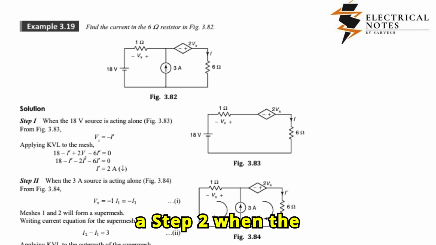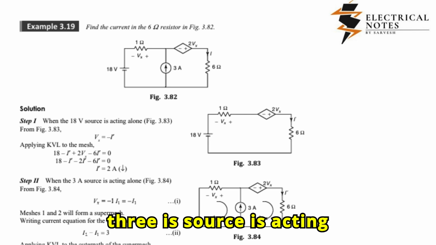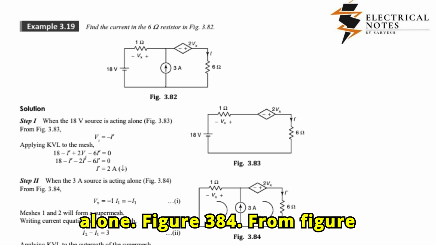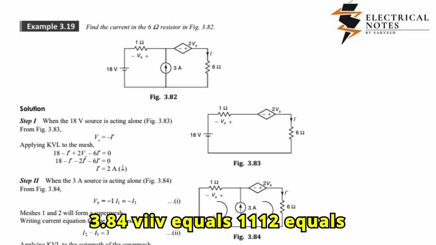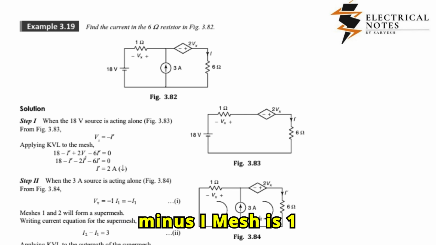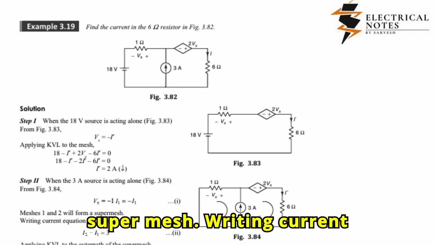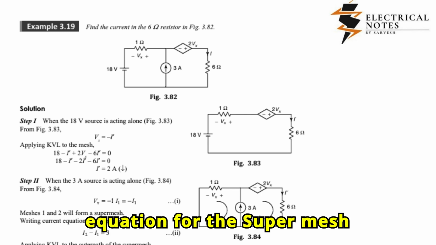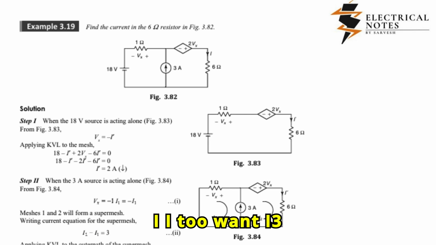I equals 2A. Step 2: when the 3A source is acting alone, Figure 3.84. From Figure 3.84, Vx equals minus I. Meshes 1 and 2 will form a supermesh. Writing the current equation for the supermesh: I2 minus I1 equals 3.